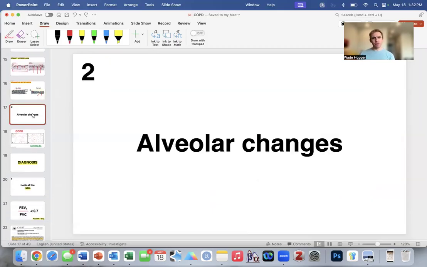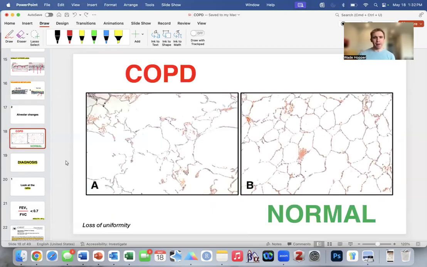And then also in COPD, we see alveolar changes. Generally, they're just hyperexpanded, and you see a loss of uniformity.